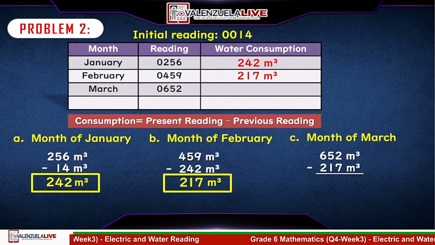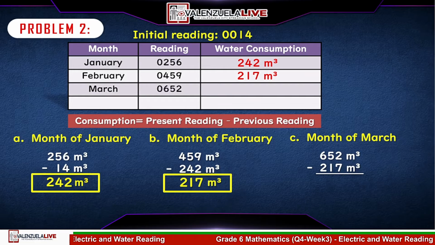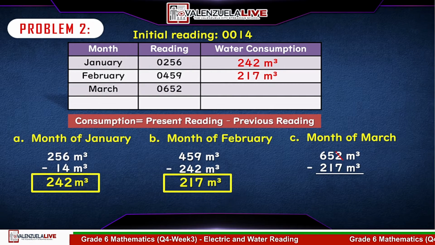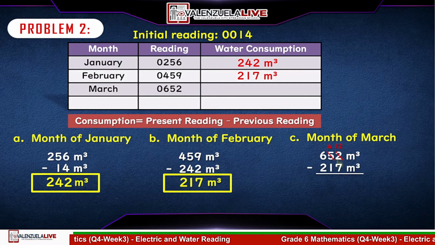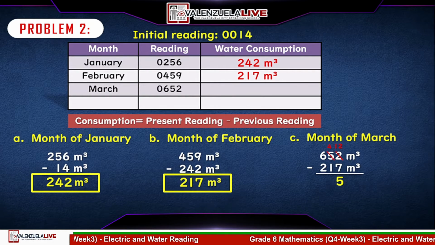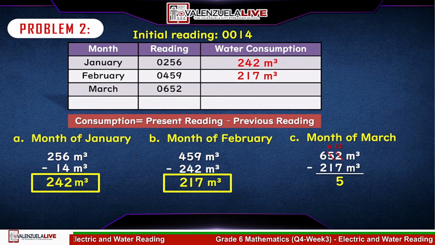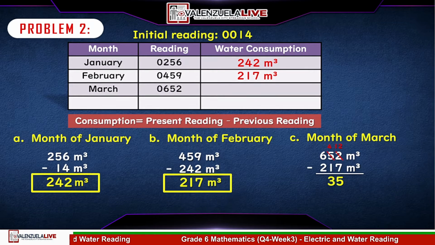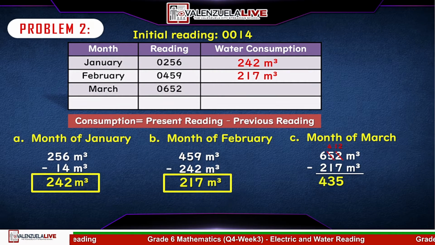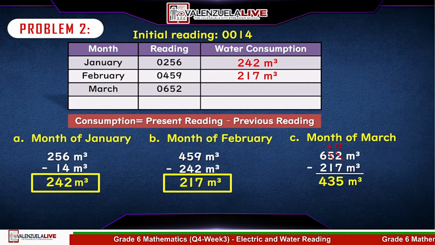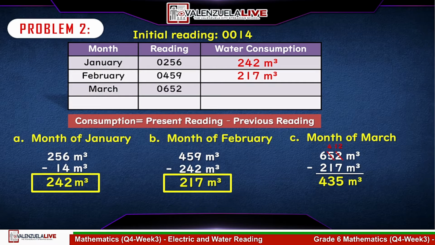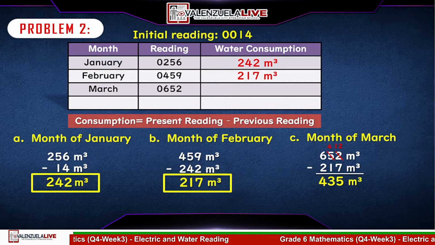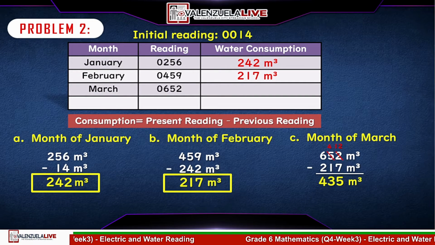Very good. 2 minus 7 cannot be, so we must do regrouping. 2 will become 12 and 5 will become 4. 12 minus 7 equals 5. 4 minus 1 equals 3. And 6 minus 2 equals 4. So, the water consumed is 435 cubic meters.